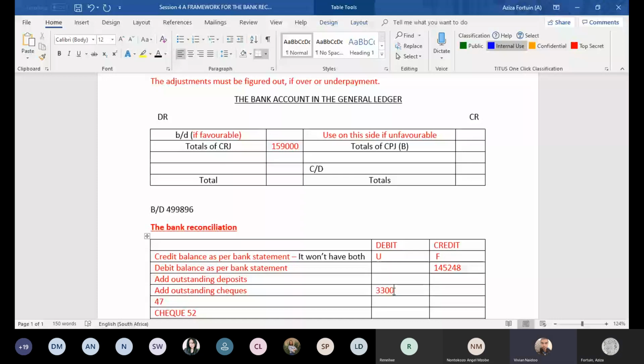And then on our cash receipts journal, there is a 96,000 which is not reflecting on our bank statement. So that's an outstanding deposit. Call it outstanding deposit, 96,000 on the credit side. Then on our bank statement, we've got 36,000 there.